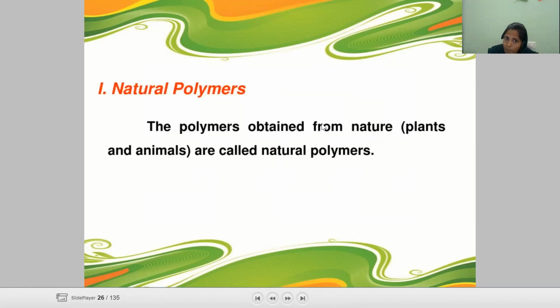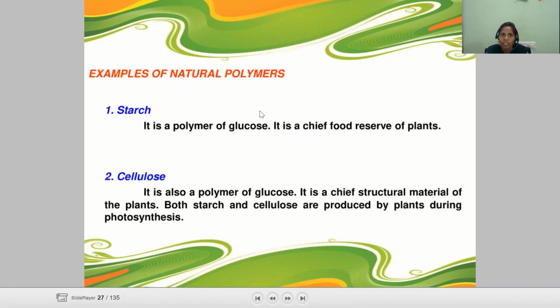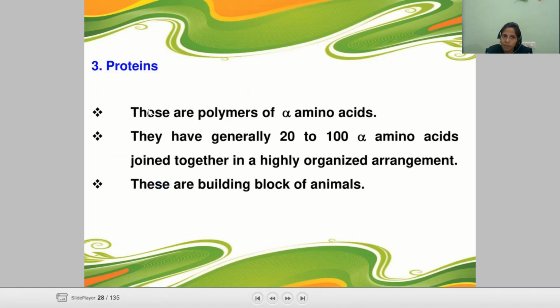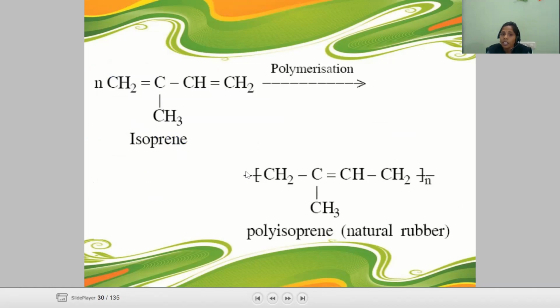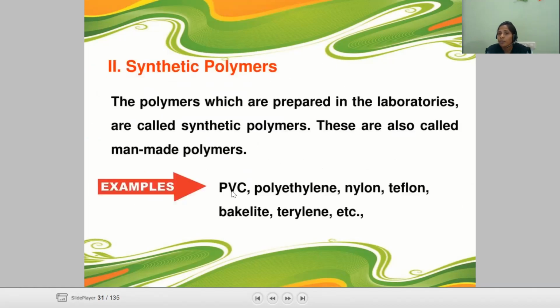And what is a natural polymer? The polymers obtained from nature are called natural polymers. So whatever polymers are synthesized in nature, that means from plants or animals, these are called natural polymers. And the best examples are starch, cellulose, proteins, nucleic acids, natural rubber. Yes, all these are examples of natural polymers.